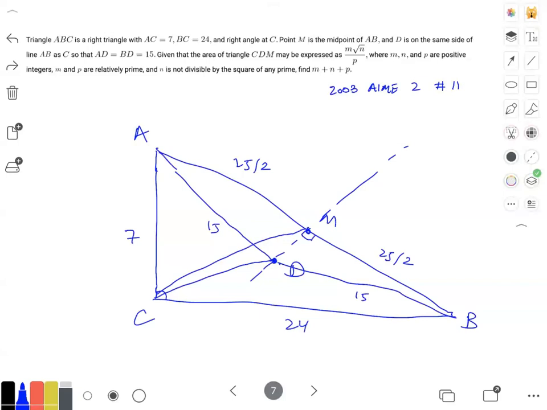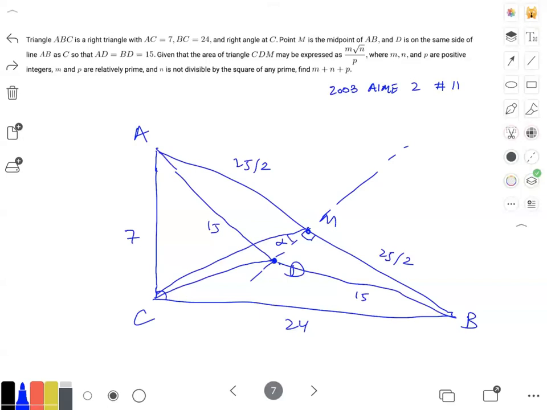Also, what else can I do? I can easily find length CM. So CM is equal to AM equals MB because they're all circumradii of the triangle. Anyway, CM is equal to 25 over 2. So we can find that. So if I have CM and MD, if I can find this angle, it'll be really easy to find the area of triangle CDM. So how can I do that?